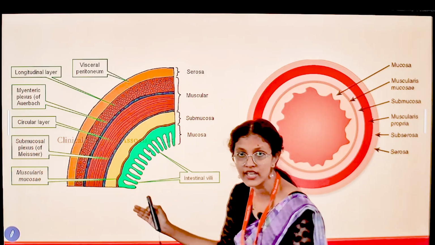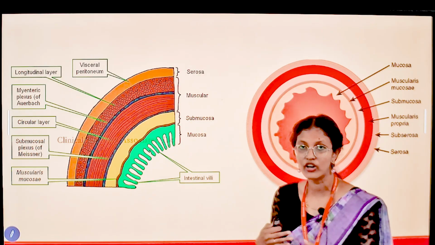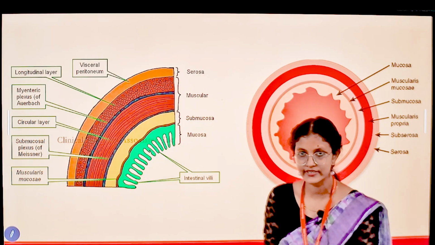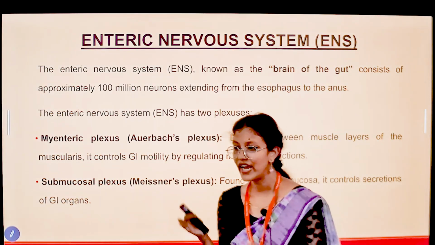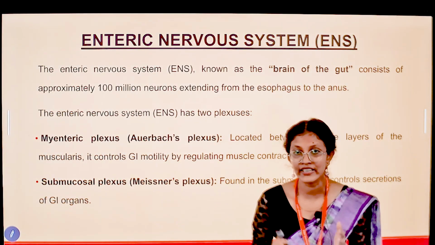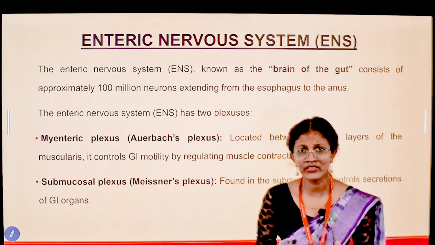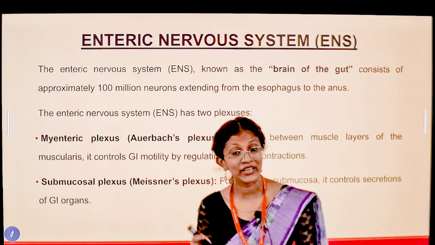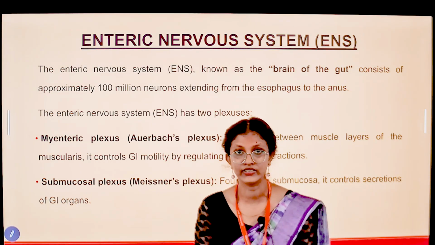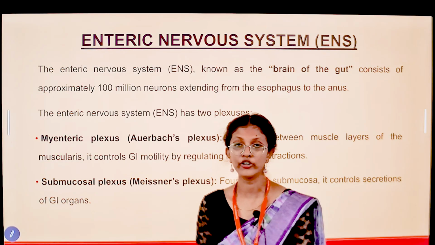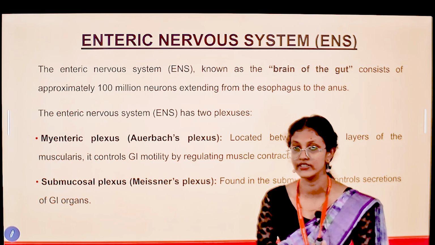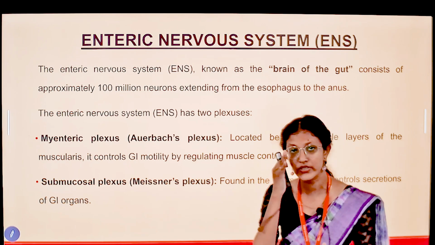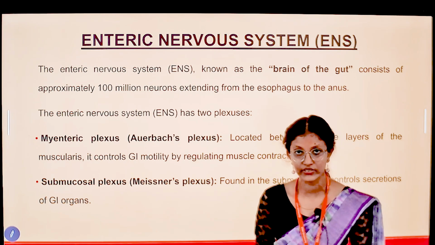Because of this mucosal layer, the HCl is not attacking our digestive cells. And so, the enteric nervous system. What is the enteric nervous system? In the nervous system, we have studied the peripheral nervous system and central nervous system, right? So under the autonomic nervous system, there is one more system, that is the enteric nervous system. The enteric nervous system is regulating our digestive system.